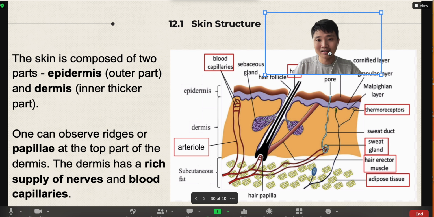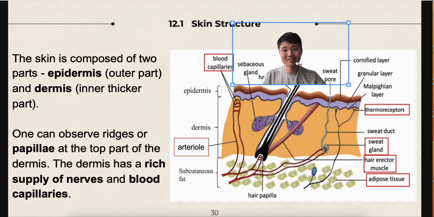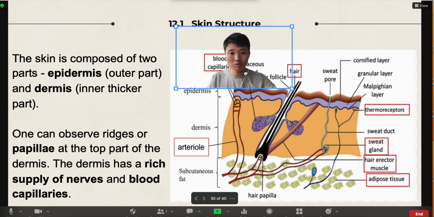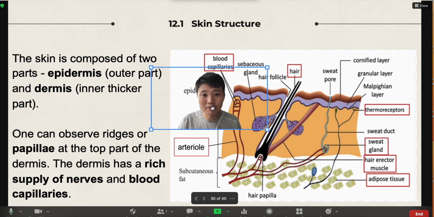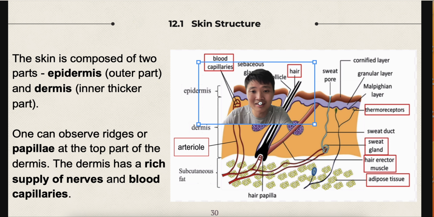Look at this seemingly complicated diagram below, but chill, let's take it step by step. The skin is composed of two parts. Can you see over here at the left of your diagram? There's the epidermis and then the dermis. The epidermis is the top two layers here, the one in dark brown and dark purple. That's your epidermis, and there's your dermis, the whole part in brown.